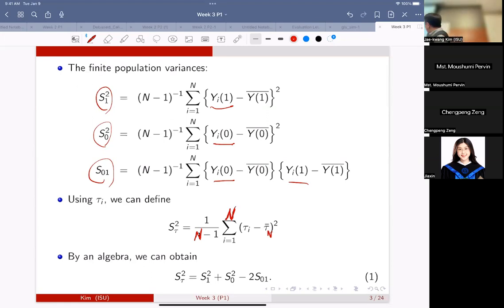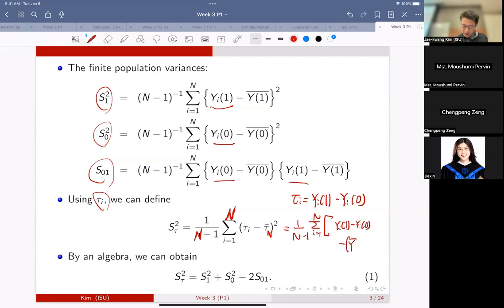And also we have another notation, which is the finite population variance of tau. You can see this tau is yi1 minus yi0. So this is yi1 minus yi0 minus (y bar 1 minus y bar 0), squared.